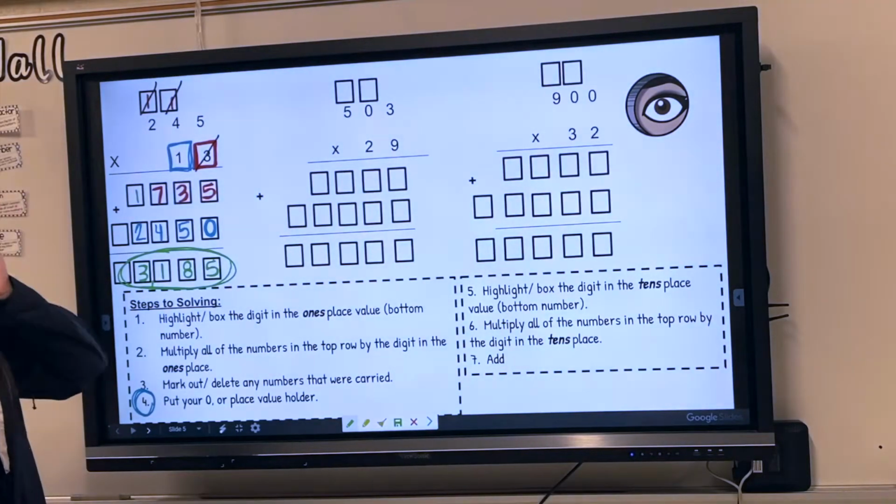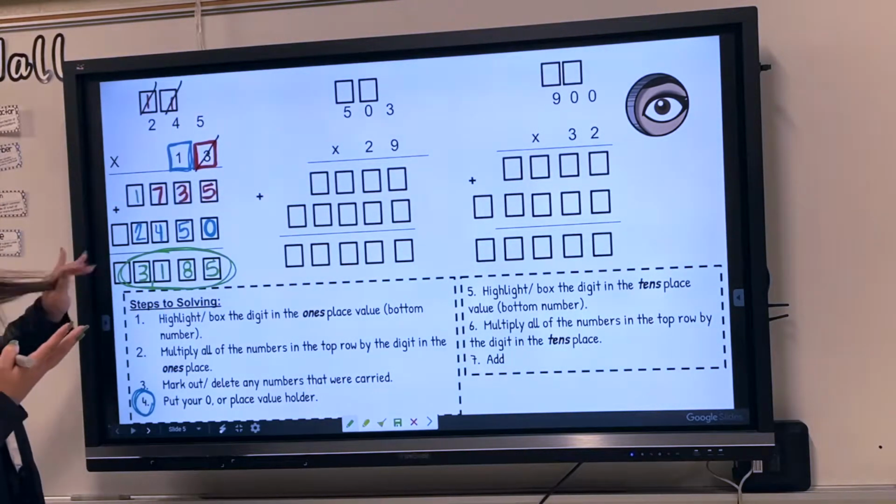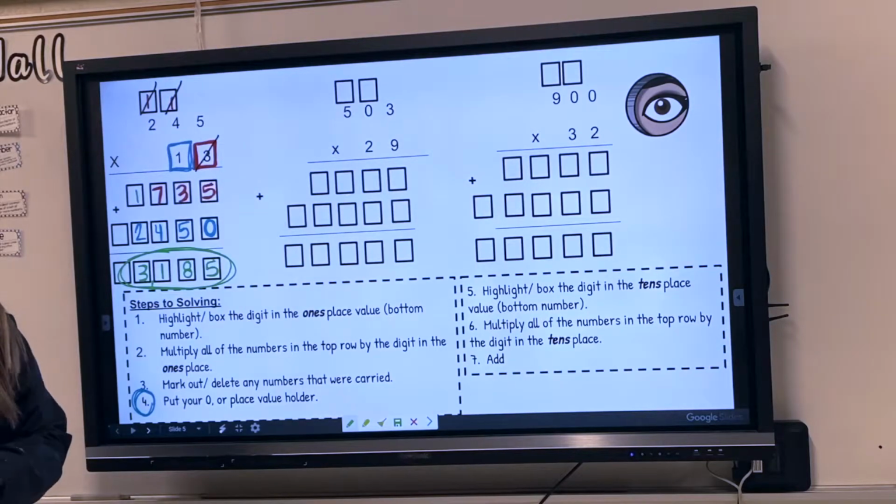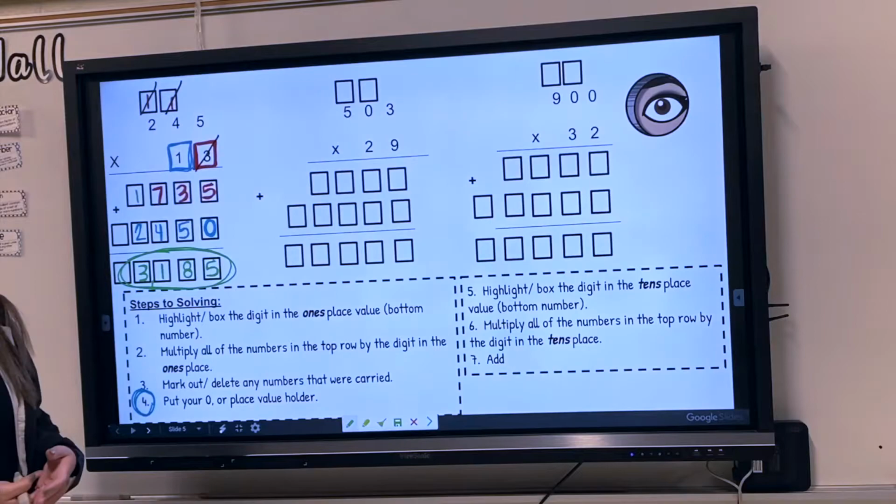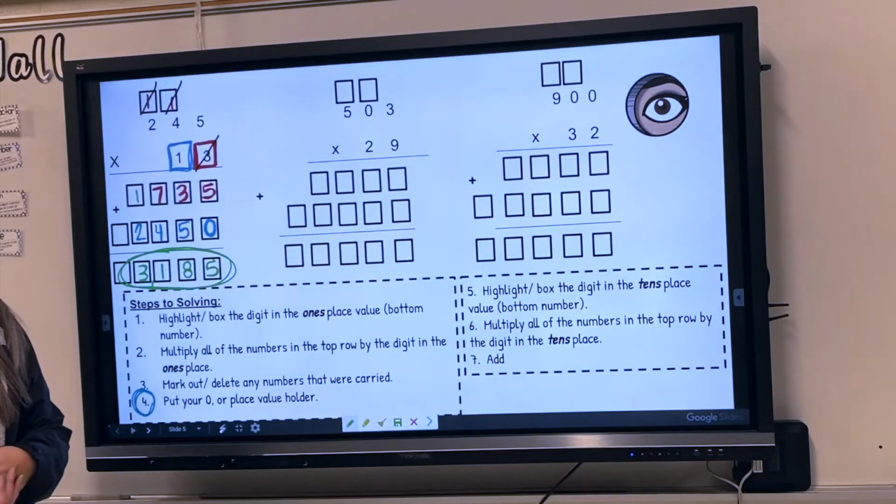When we get to larger numbers, feel free after you've solved to use a calculator to check your work. Okay? Only use it to check your work. Don't just use it to figure out the answer, because that's not really going to help you on a test.